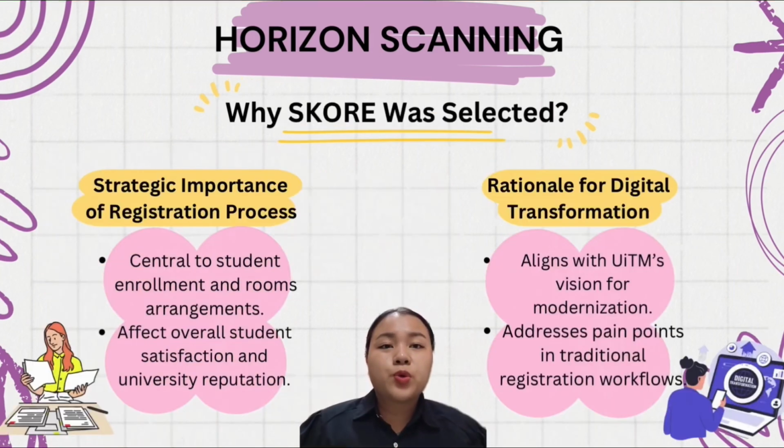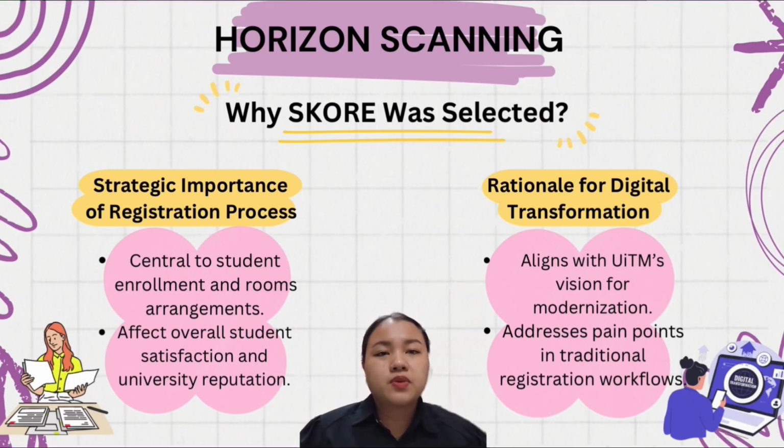Now, let us talk about why SKOre was selected for this analysis. The college registration process is central to student enrollment and room arrangement. Any inefficiencies in this process directly impact student satisfaction and UiTM's overall reputation. Digitally transforming this workflow with SKOre addresses these pain points and aligns with UiTM's broader vision for modernization. Focusing on SKOre allows UiTM to create a system that benefits both students and staff while positioning itself as a leader in digital transformation.